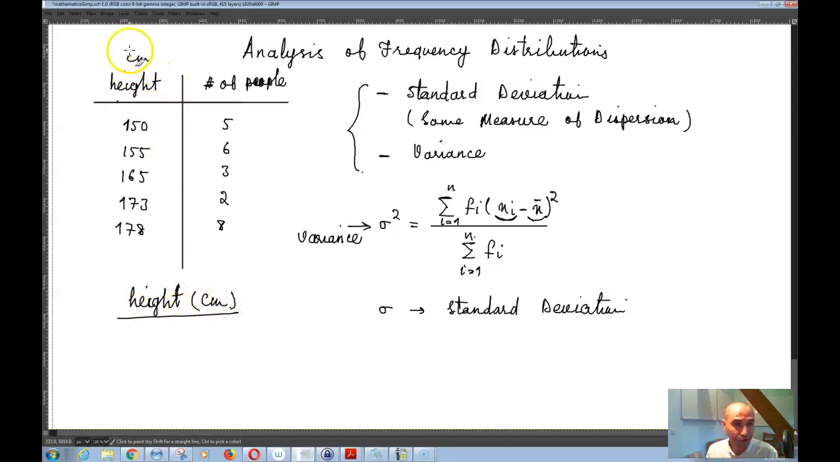And if your height was, for example, in meters, then you would have something like this here, and the unit of sigma squared would be the height in meters, or the unit would simply be meters, right?